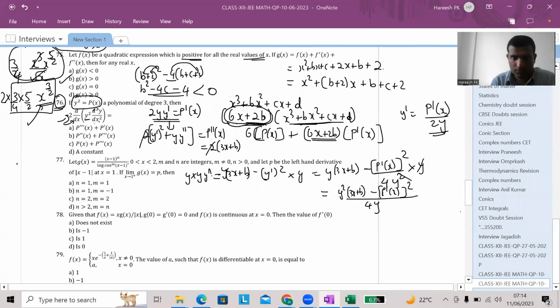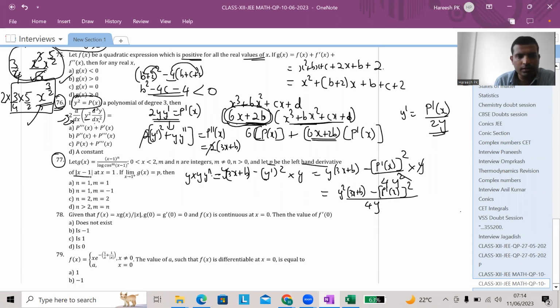Now we go. The next one is a previous year JEE question. We have seen this. P is the left-hand derivative of mod x minus 1. So mod x minus 1 is minus of x minus 1. So the left-hand derivative will be minus 1. So the limit of g of x should be minus 1. So I'll equate the limit to minus 1. And now when I try to find the limit here, because it is of the form 0 by 0, I'll have to use L'Hospital rule.